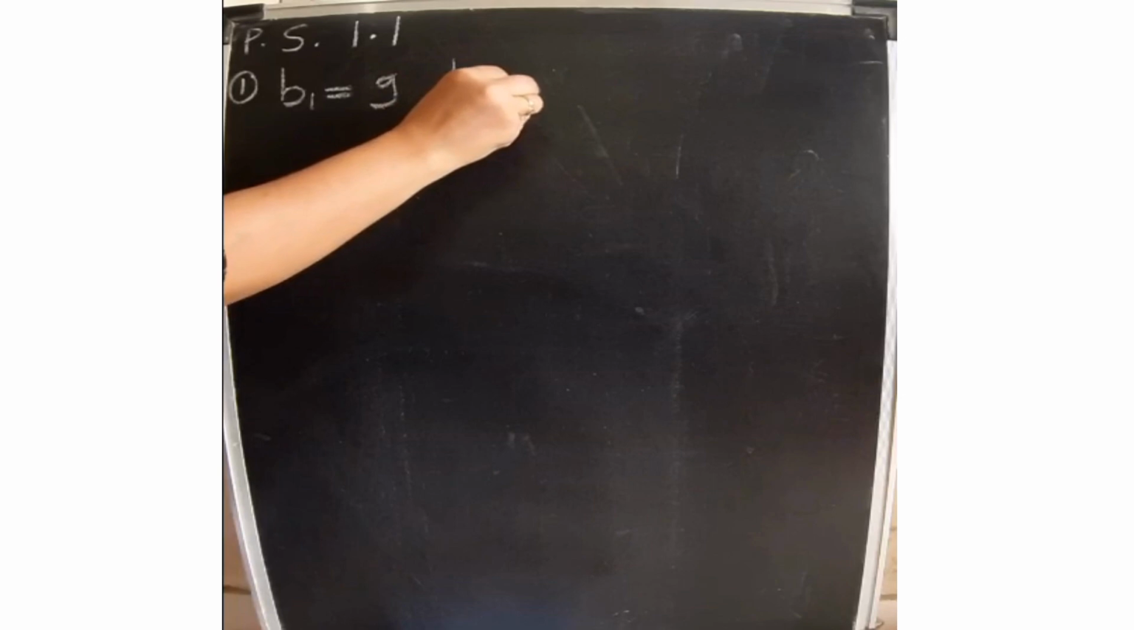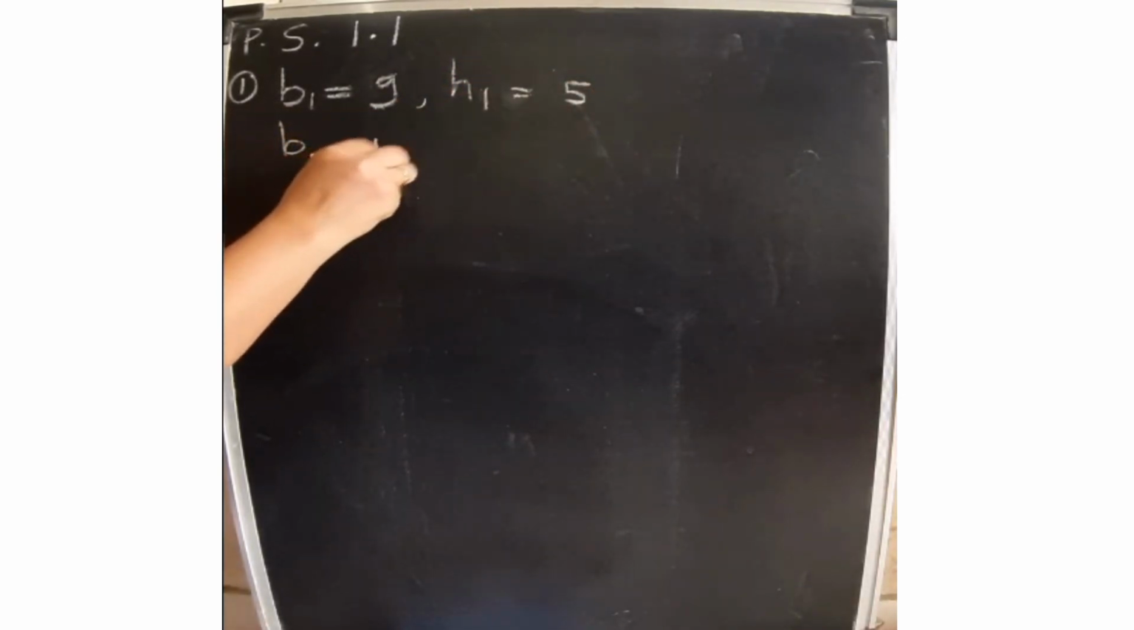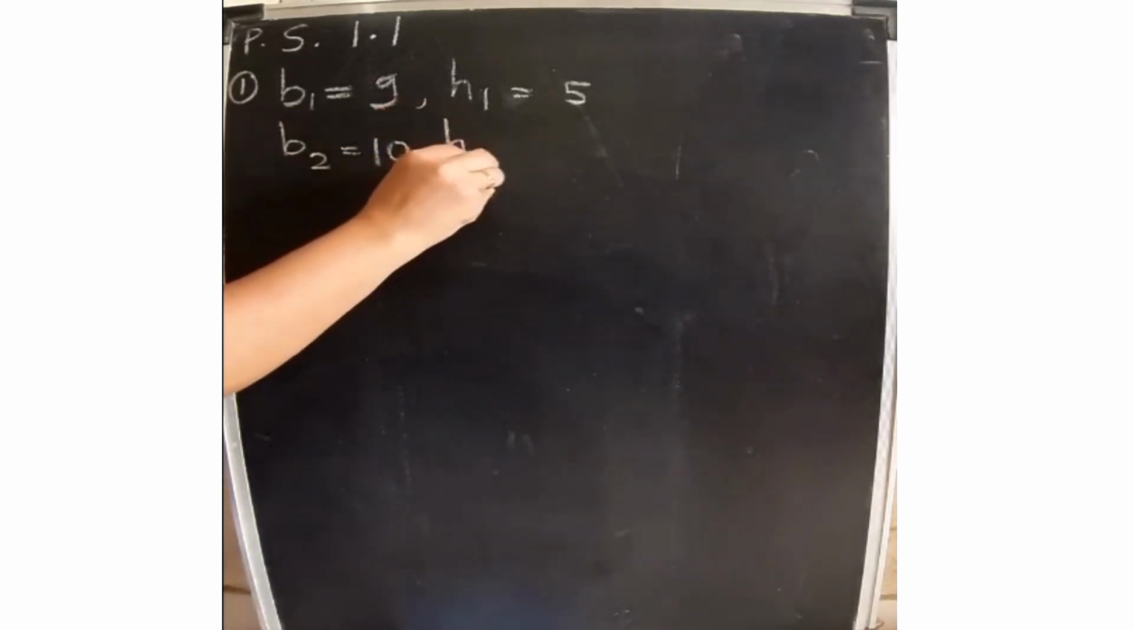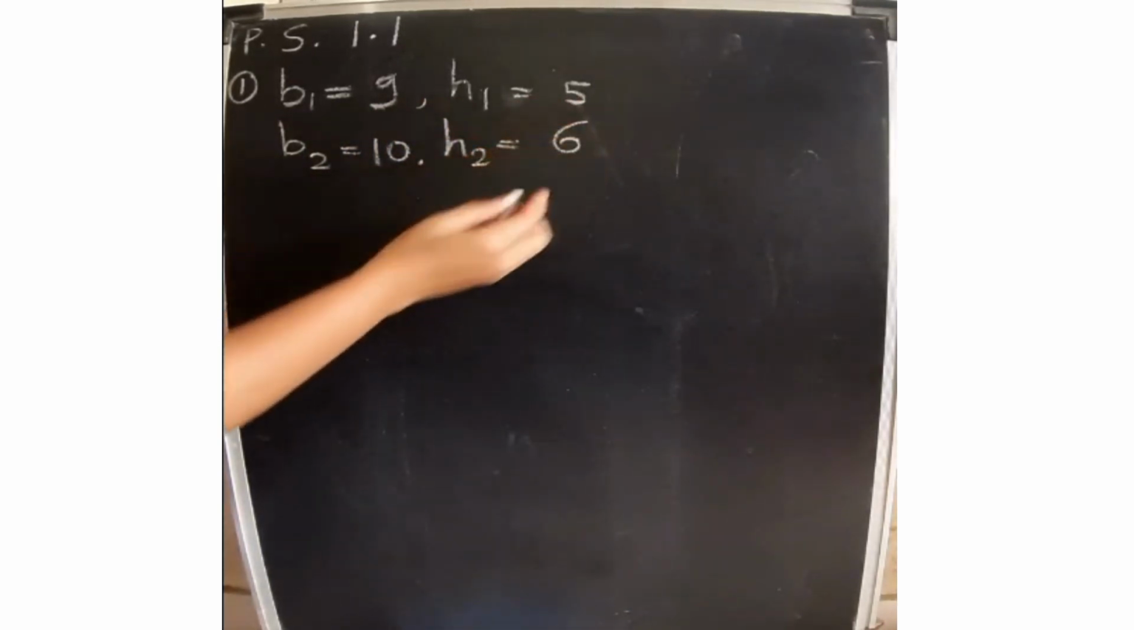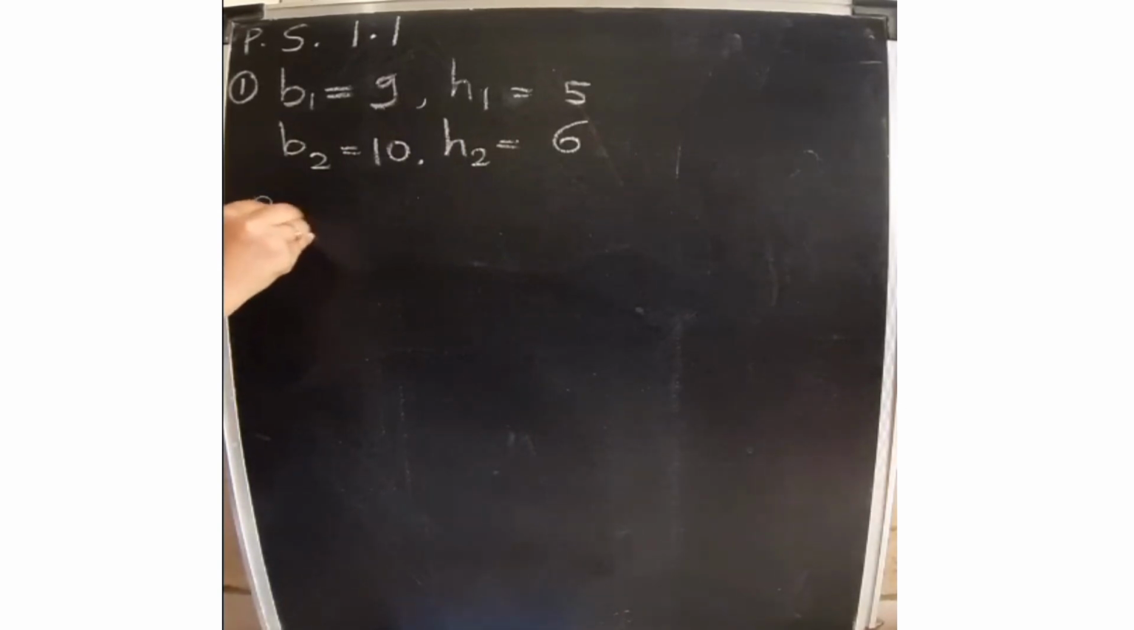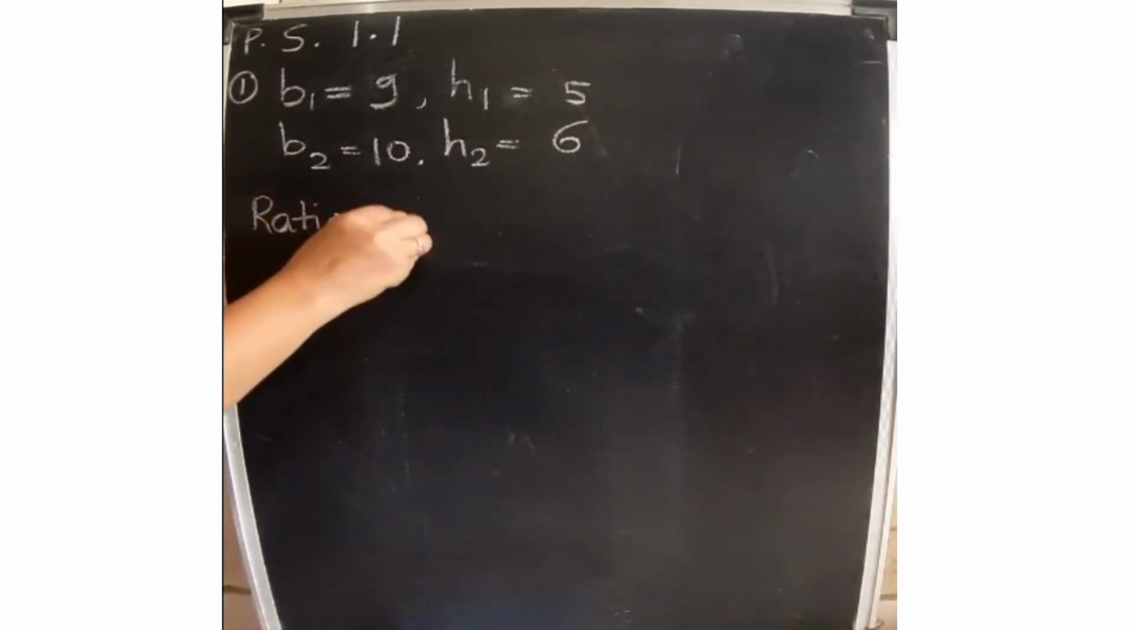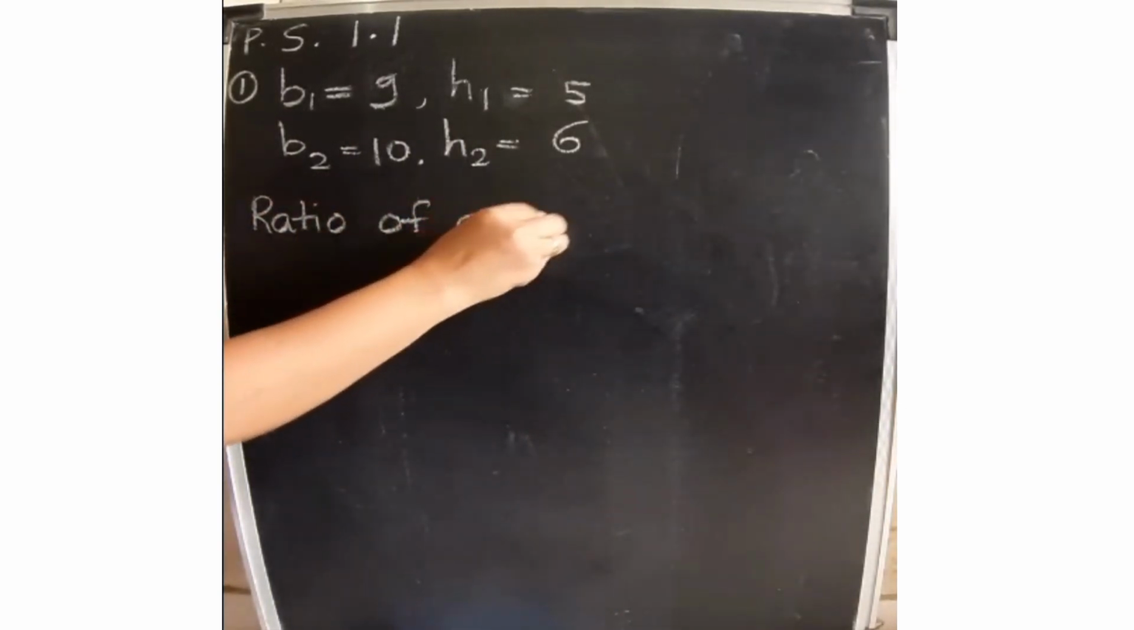Practice set 1.1, question number 1. Base of a triangle is 9 and height is 5. Base of another triangle is 10 and height is 6. Find the ratio of areas of these triangles. Now the base and height of the first triangle are given, so we write B1 equal to 9 and H1 equal to 5. Similarly for the second triangle, B2 equal to 10, H2 equal to 6. We have to find the ratio of areas of these two triangles.